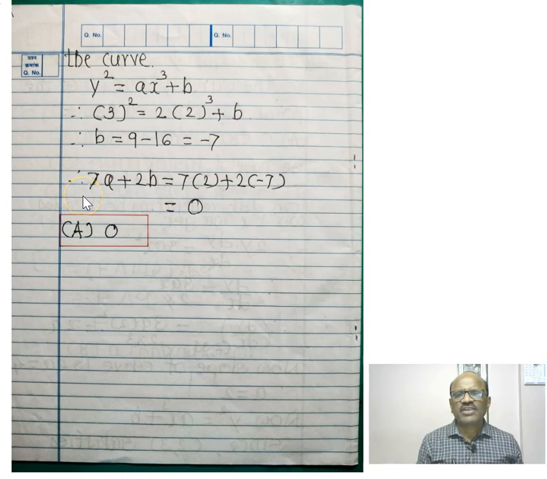Now we want to find out the value of 7a plus 2b. That is 7 into 2 plus 2 into minus 7, and overall it is 0. And hence option A is the correct one.